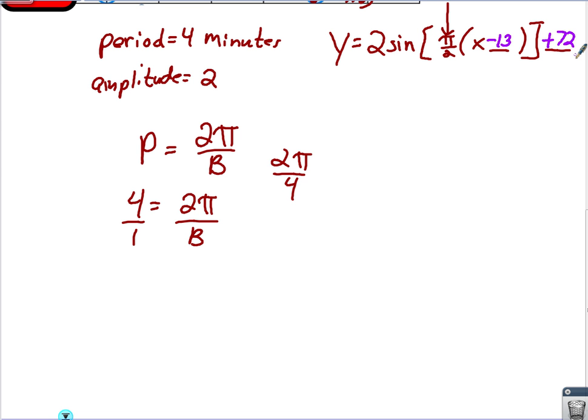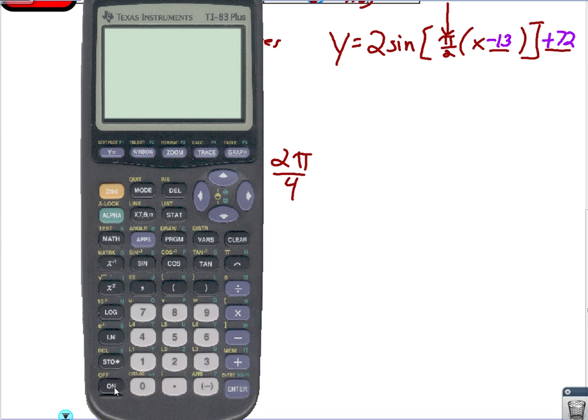Now, let me show you this, and we're actually going to stop with this. We won't have time for the second one. Here's how you check it. Clear. Let's type that in. Y equals 2 times sine, and you probably need some double parentheses here. The sine of pi over 2, and then x minus 13, plus 72. I think I got an extra set of parentheses in there. It'll tell me if I do. Maybe not. Of course, we can't see anything because our graph's been shifted up to 72.